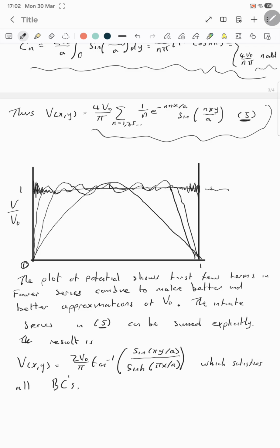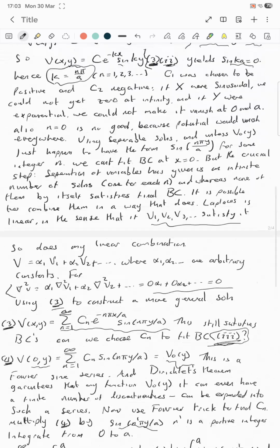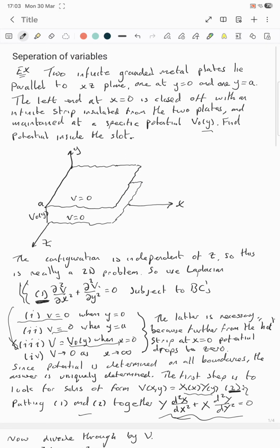The plot of the potential shows the first few terms in our Fourier series combine to make better and better approximations of V naught. The infinite series in equation 5 can be summed explicitly, and the result is here, which satisfies all of the boundary conditions. Our boundary conditions are here. You want to make a note of these.